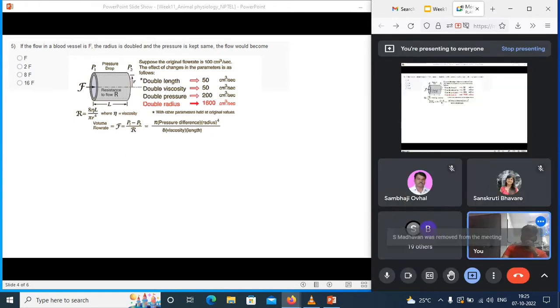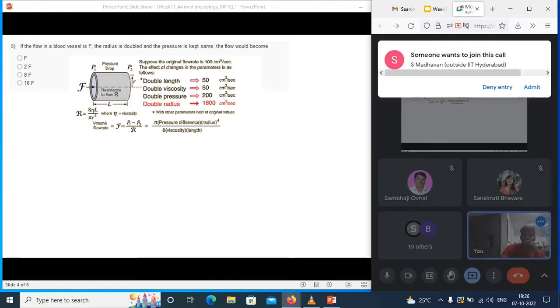So now question number 5 is: if the flow in a blood vessel is F and the radius is doubled, then what will happen to its flow rate? Okay. Now see, I think many of you are from a biology background, so it's a bit tricky for you to understand, but you can find it.